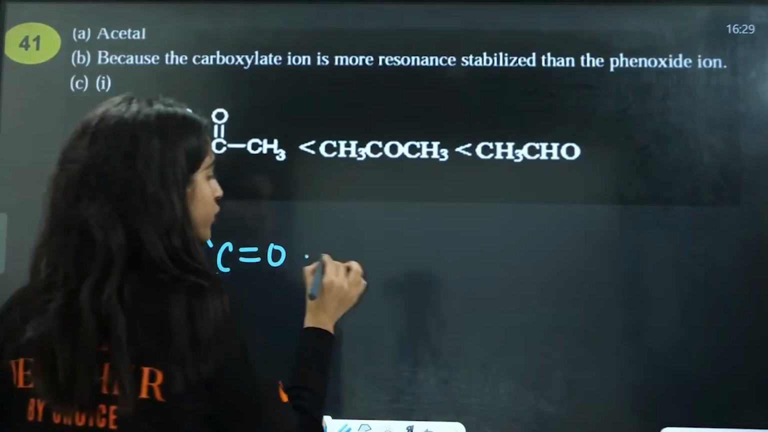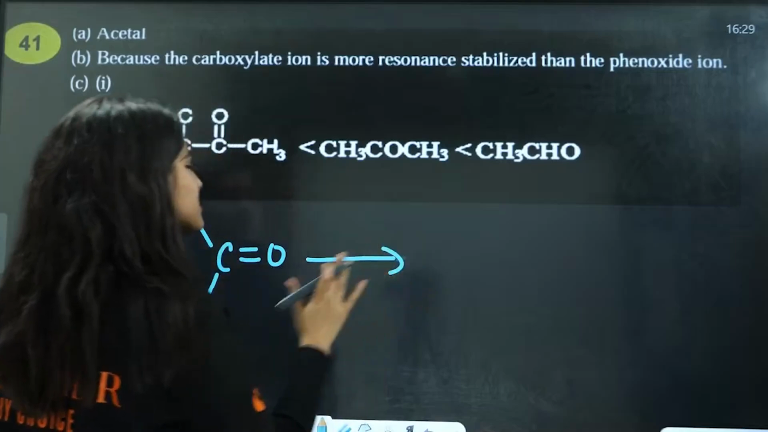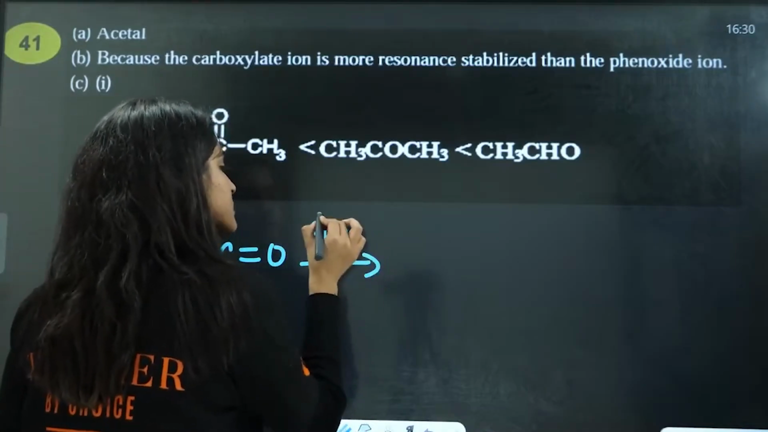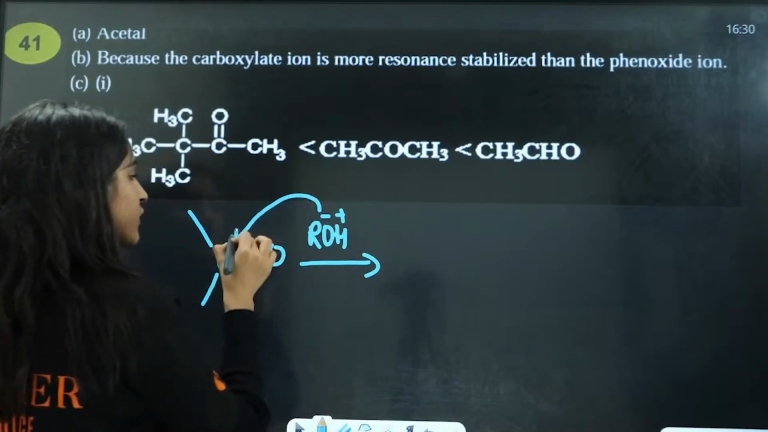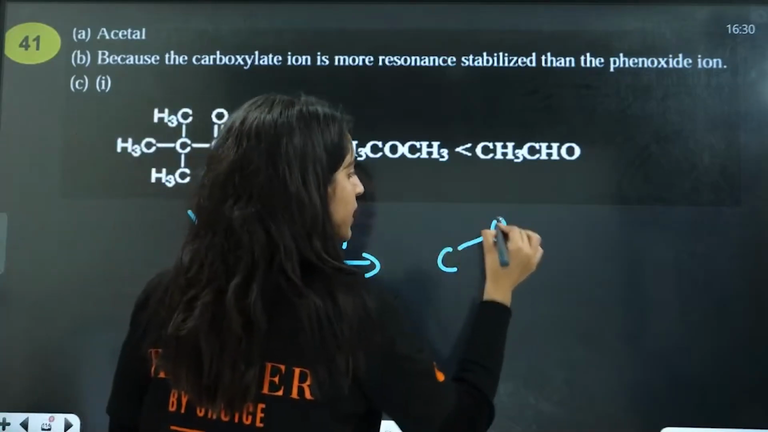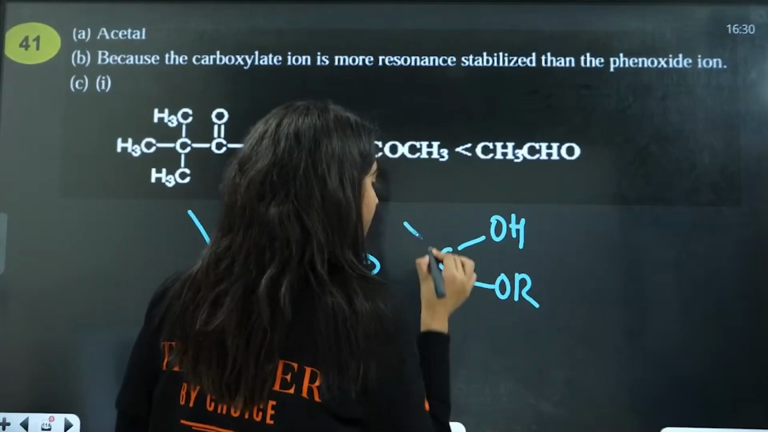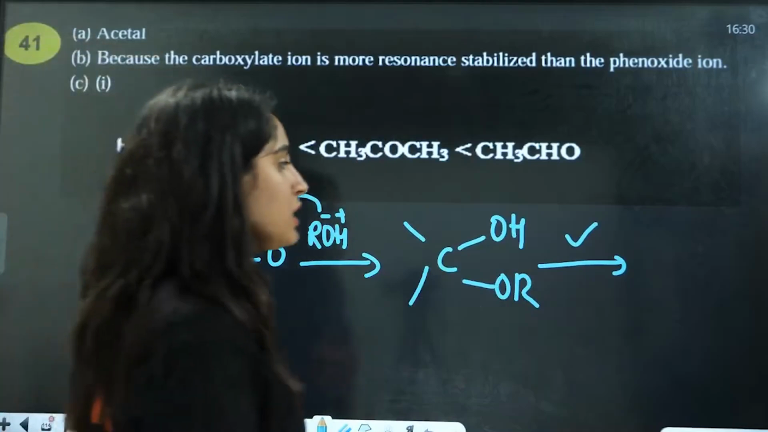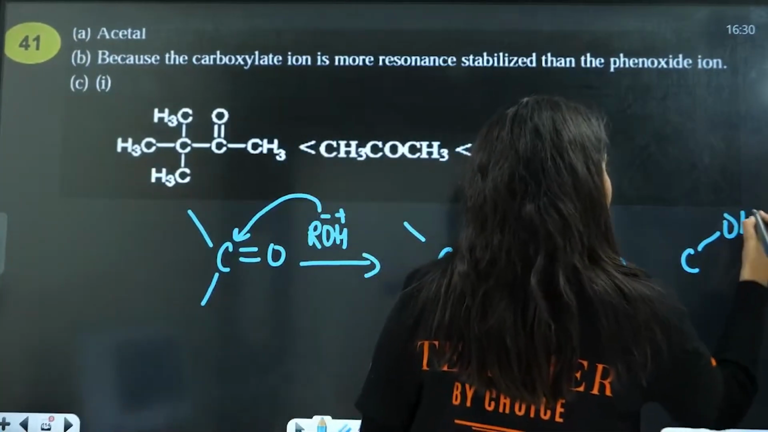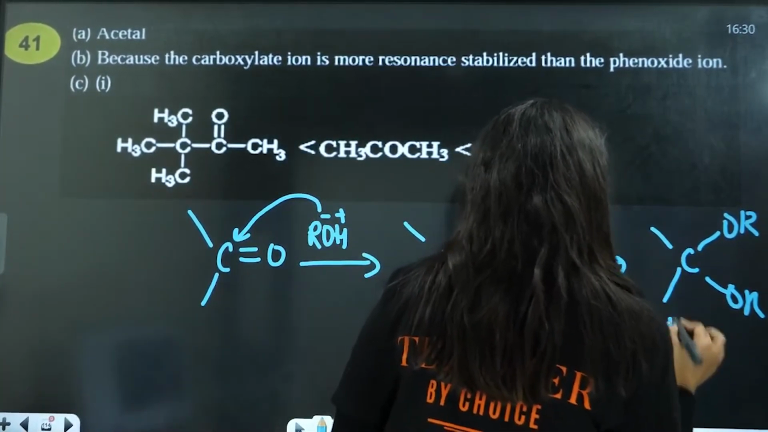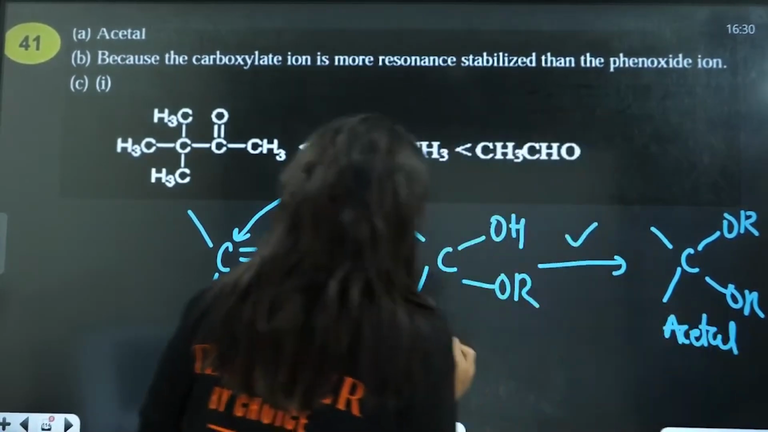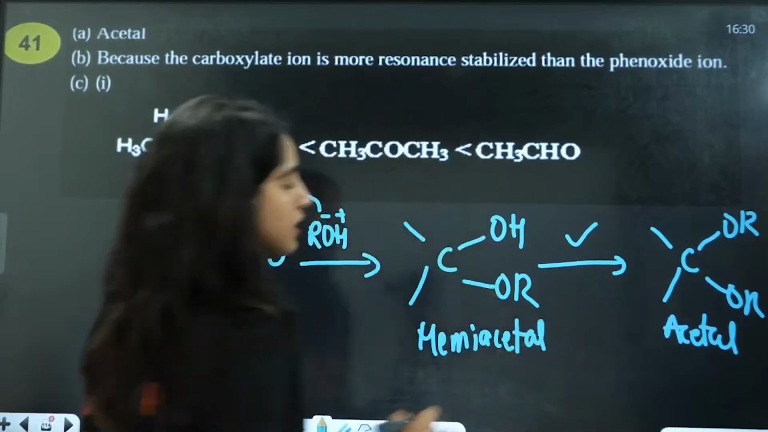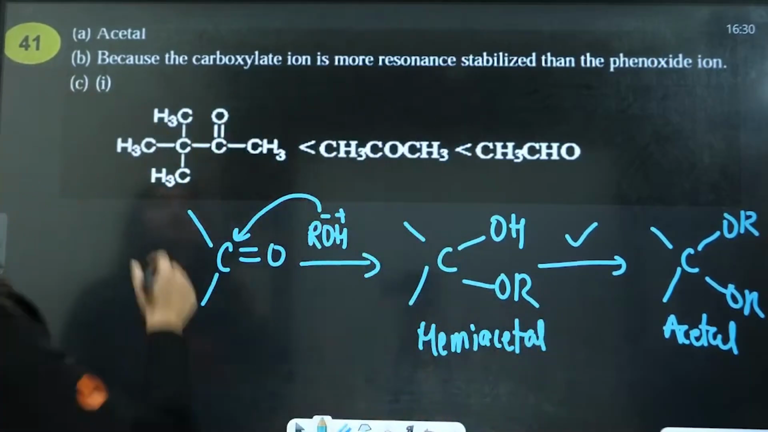That is the carbonyl group. Firstly, in presence of alcohol and dry HCl, this negative will attack here, and here you will form hemiacetal. After that, with excess of dry HCl again, you will form acetal here. This is the acetal and this is the hemiacetal.